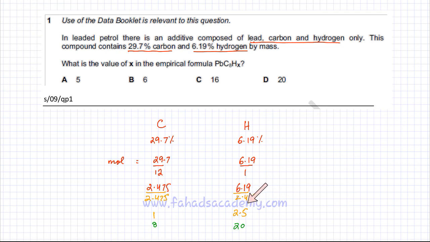So the ratio of carbon to hydrogen is 1 to 2.5, but the formula has already given us the amount of carbon, which is 8. So according to the same ratio, if you have 8 carbons, the amount of hydrogen would be 20. So option D is going to be the correct answer, because hydrogen and carbon exist in a 1 to 2.5 ratio. So 8 carbons would combine with 20 hydrogens.